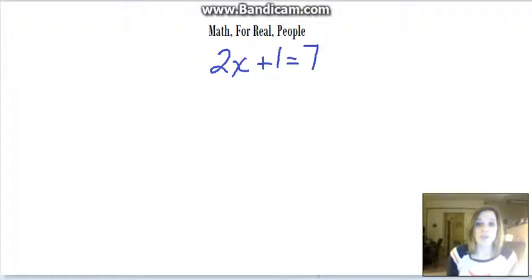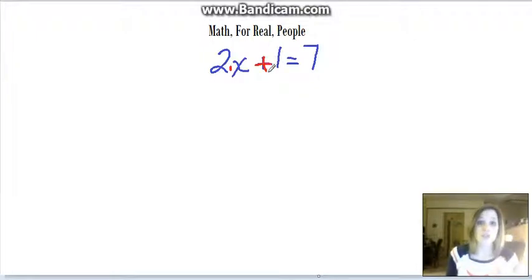So the first thing you need to recognize is that there are two things happening to this variable. So you look only on the side of the equal sign that has the variable. You don't care about the 7 right now. You only look over here. And you say, okay, well, what is happening to my variable? And you can see right here, it is being both multiplied and added to. So there's two things, multiplication and addition.